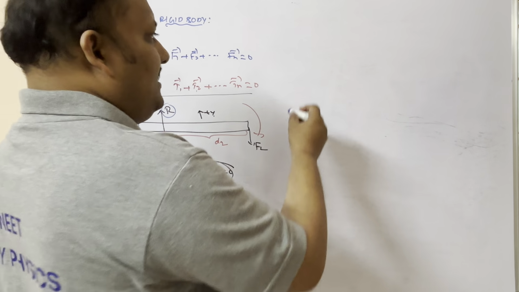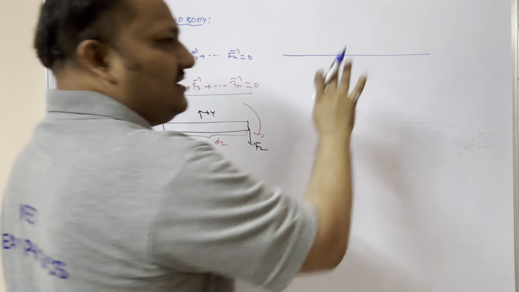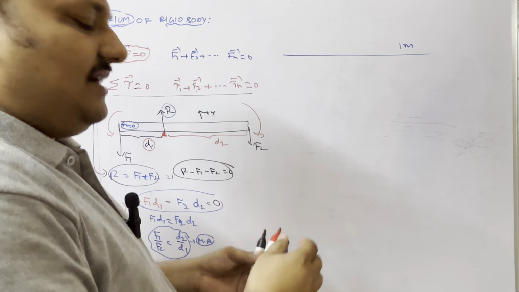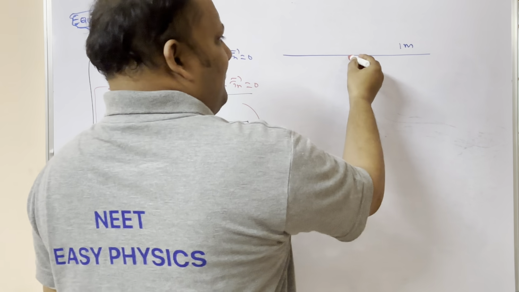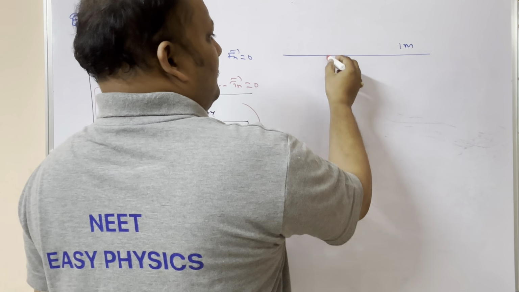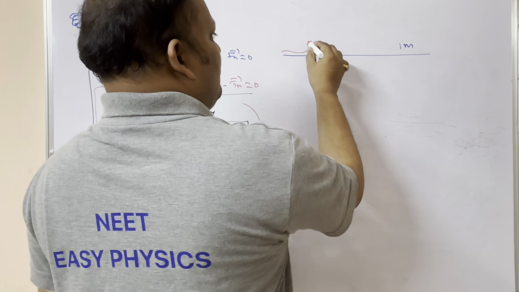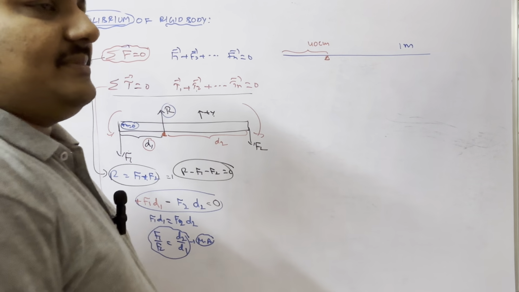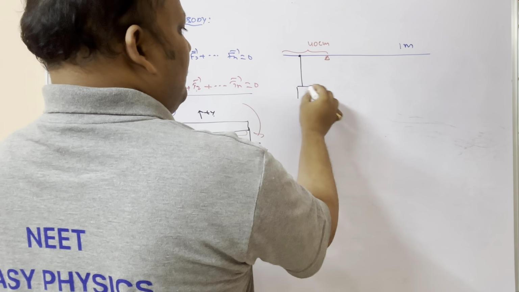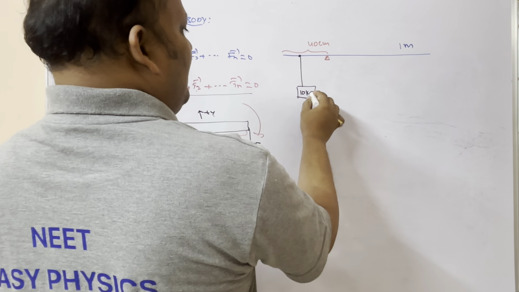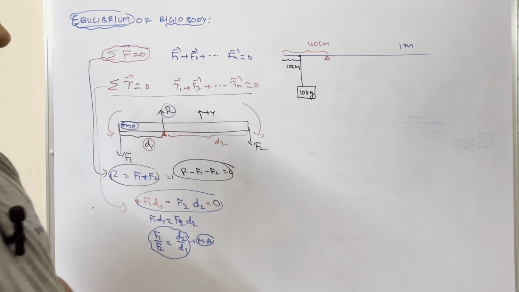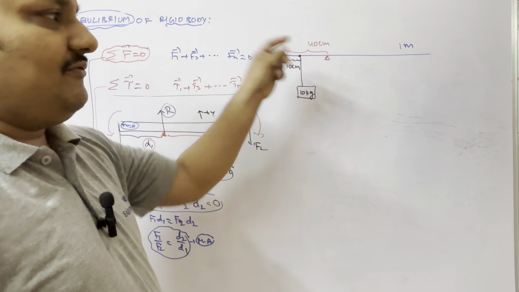So one simple problem we will see, a light rod. Light rod means mass is going to be negligible, of length 1 meter. 1 meter is nothing but 100 centimeters, isn't it? The fulcrum is placed at your wish. It is going to be placed at 40 centimeters from one end. An object of mass 10 kg is suspended at a distance of 10 centimeters from one end.